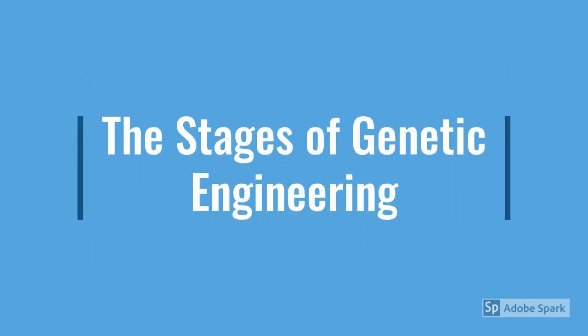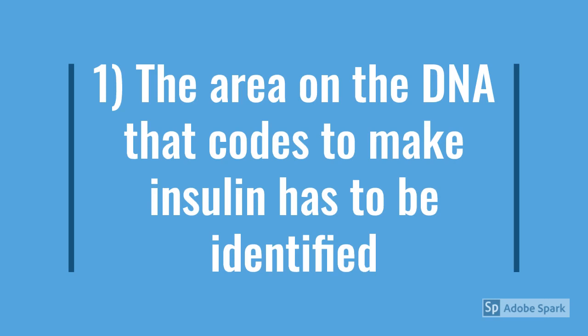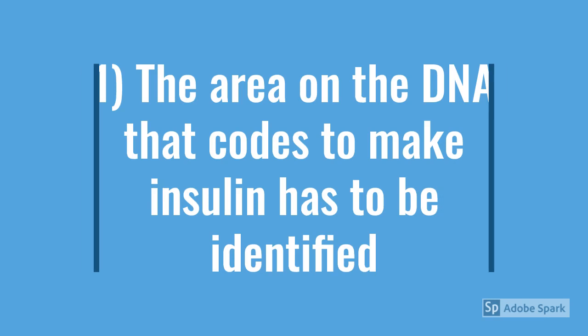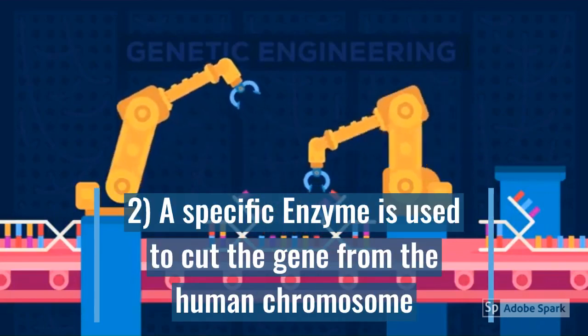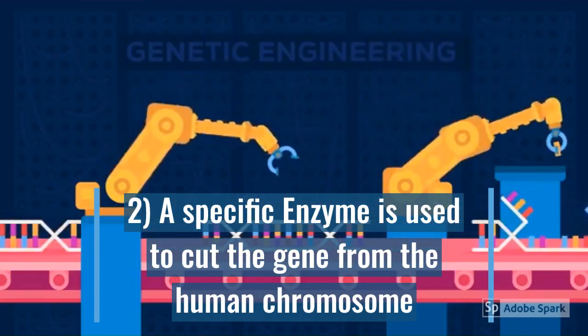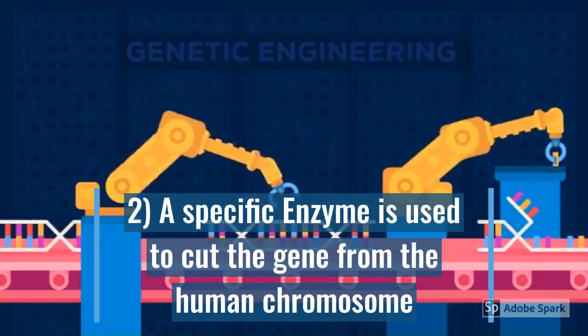So, how do we get to this stage of bacterial cells being able to produce insulin? Well, first, the place on the DNA that codes to make insulin has to be identified. Then, a specific enzyme called the restriction enzyme is used to take the gene from the human chromosome.